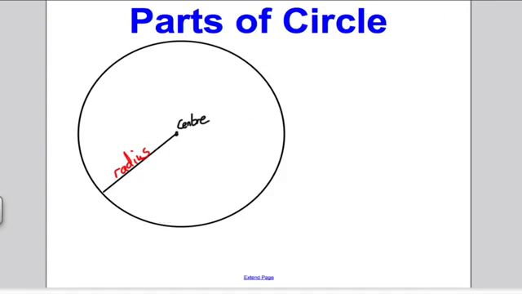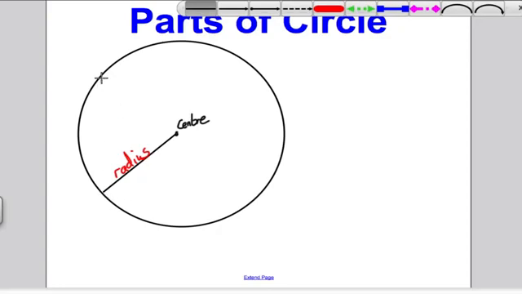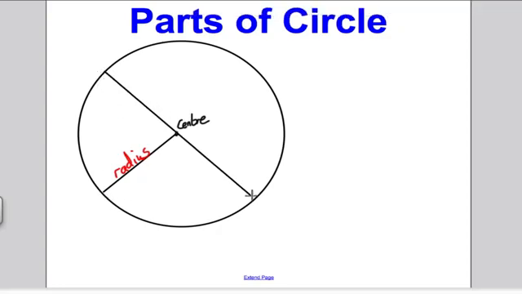So a radius. Now, a line that goes through the center from one edge of the circle to the other, but it must go through the center, is called a diameter. So this one here is called a diameter. And you should see from that that the diameter is obviously 2 lots of the radius, so it's 2 times the radius, because the radius just goes from the outside to the center. The diameter goes from the outside to the center and back to the outside. So they're 3 important things of a circle.